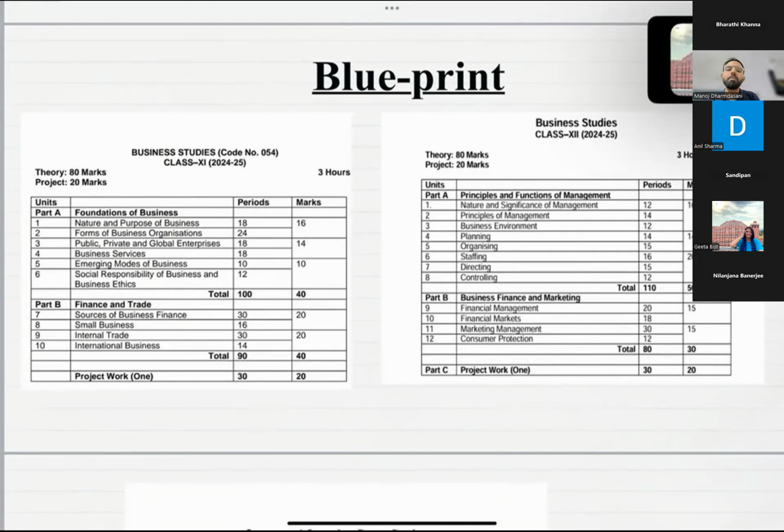But if we discuss this blueprint of the class, in this particular blueprint I have seen one very interesting thing. In this year's sample paper, and I have seen in last year's board paper also, in 12th class you can see the last 4 chapters form 2 units: the 9th and 10th chapters, financial management and financial market, come for 15 marks. And the last 2 chapters, marketing management and consumer protection, come for 15 marks.